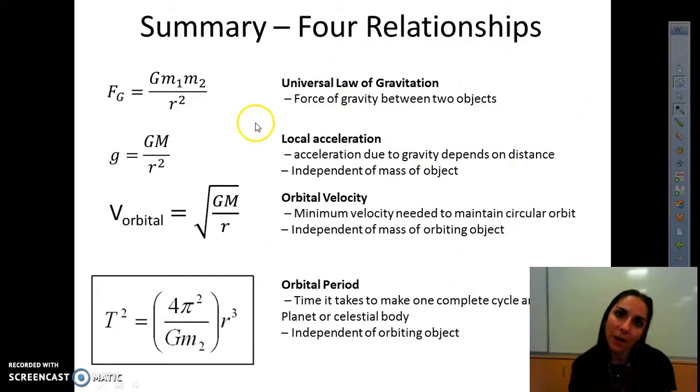All of these describe how things move in space. We use a little bit of circular motion, a little bit of gravitation, and a little bit of force knowledge to calculate some values here. That concludes our whole segment on gravitation and satellite motion.